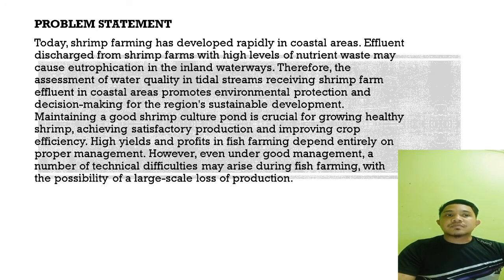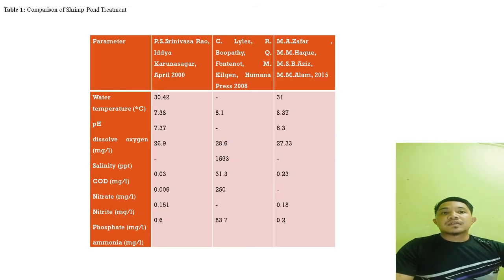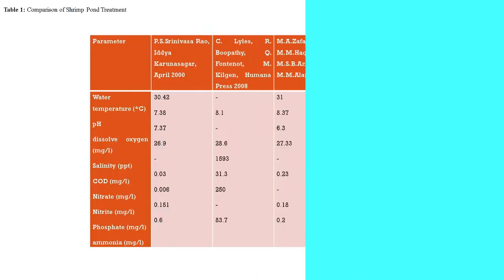Maintaining a good shrimp culture pond is crucial for growing healthy shrimp, achieving satisfactory production, and improving crop efficiency. High yields and profit in fish farming depend entirely on proper management. However, even under good management, a number of technical difficulties may arise during fish farming, with the possibility of a large-scale loss of production. In table 1, median values for each variable of water quality were determined using combined data from semi-intensive and intensive shrimp farms.